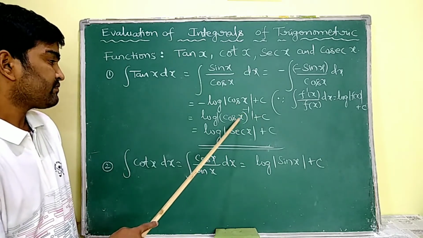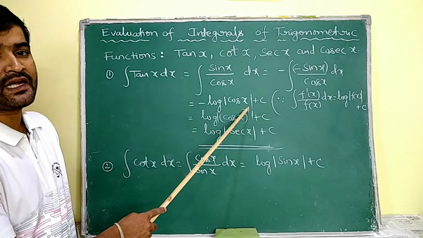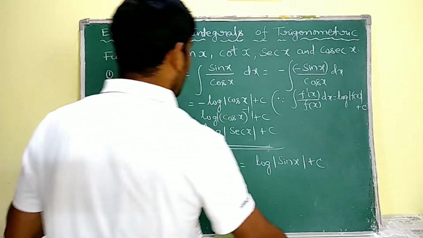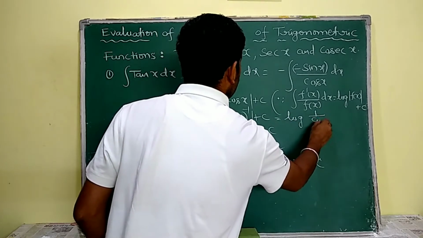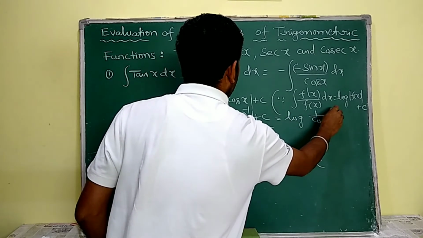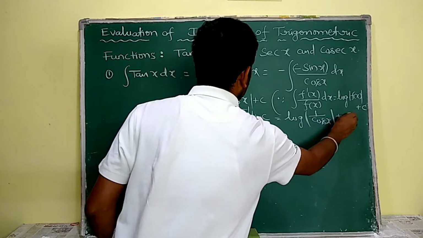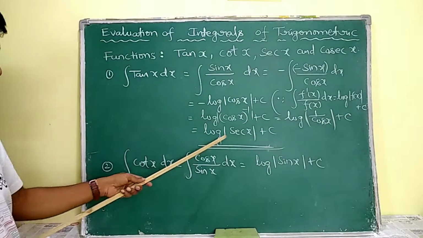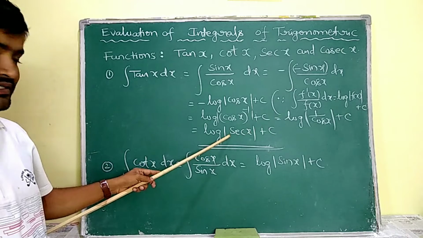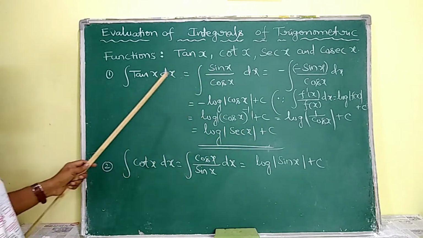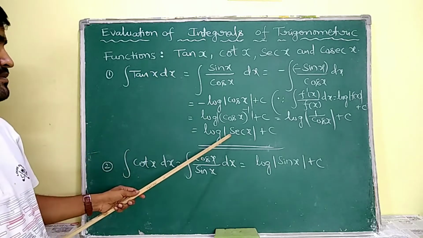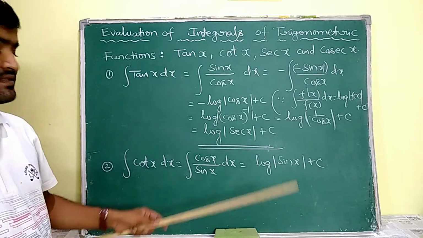That means cos x whole power of minus 1 can be expressed as log of 1 by cos x. We know 1 by cos x means secant x. So in the place of 1 by cos x, we just expressed secant x, log of secant x plus c. So that is why integral tan x dx can be expressed as log of secant x plus c.